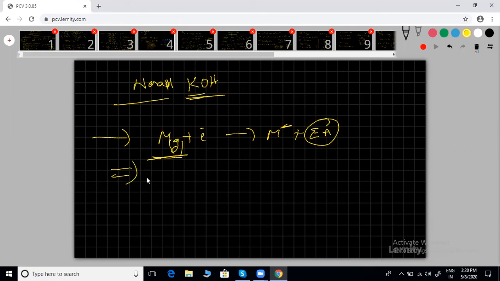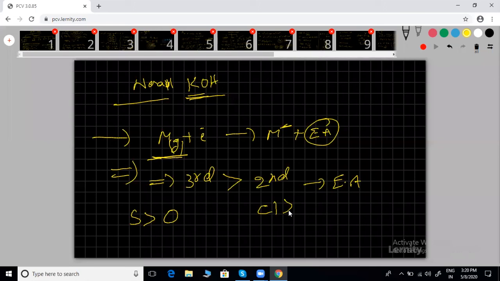Then mostly they ask one statement generally: third period elements have more electron affinity than second period elements. That is the reason we say oxygen and sulfur, sulfur has more electron affinity. Fluorine and chlorine, chlorine has more electron affinity. Reason: due to small size, inter-electronic repulsions. But my question here, I think you noted down this point: third period elements have more electron affinity than second period elements. Clear?